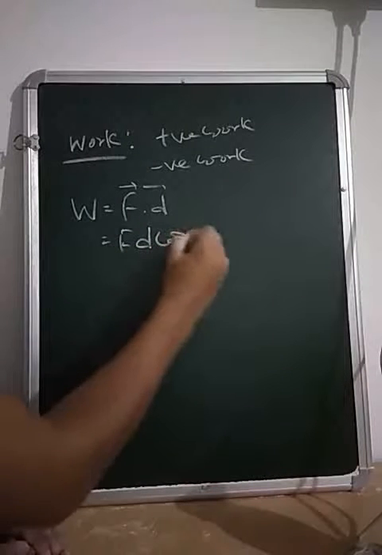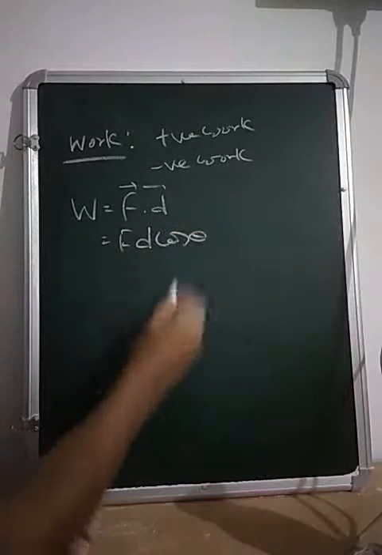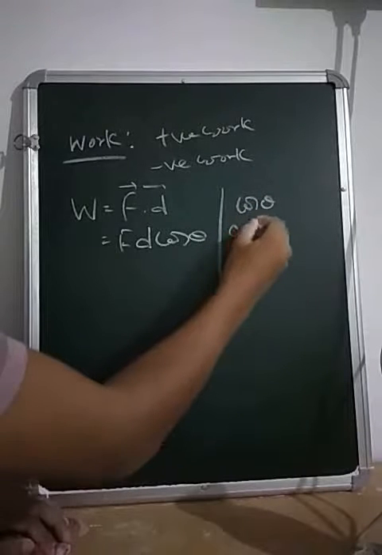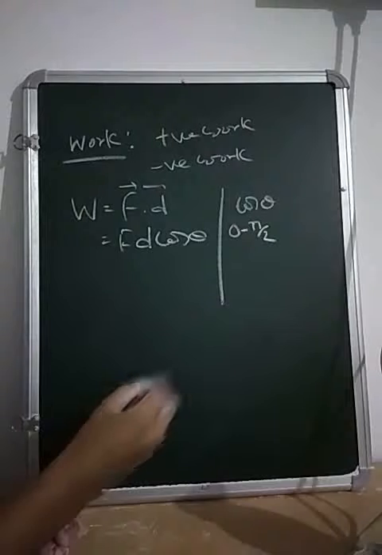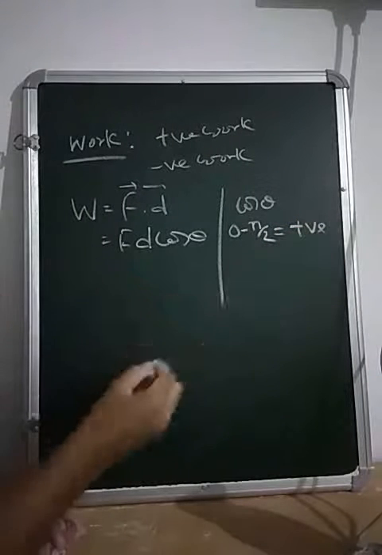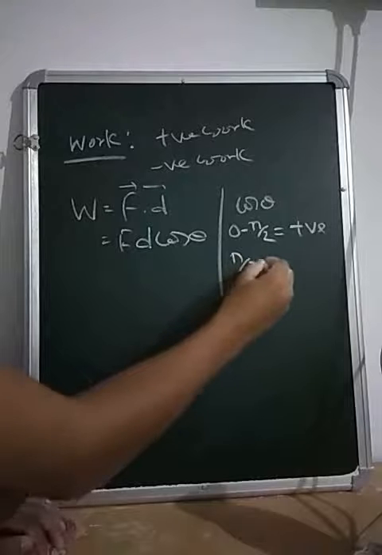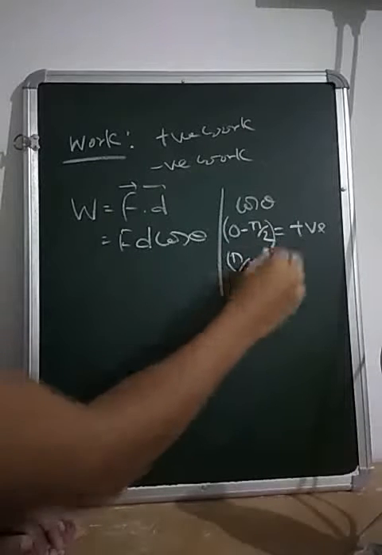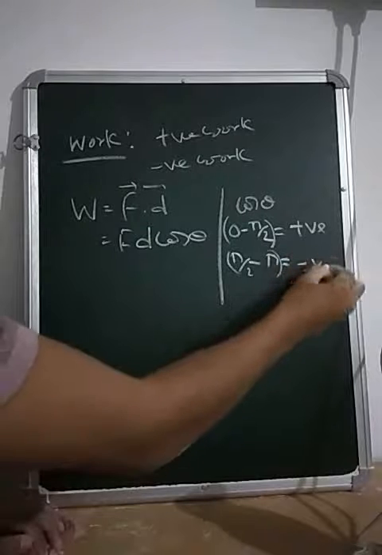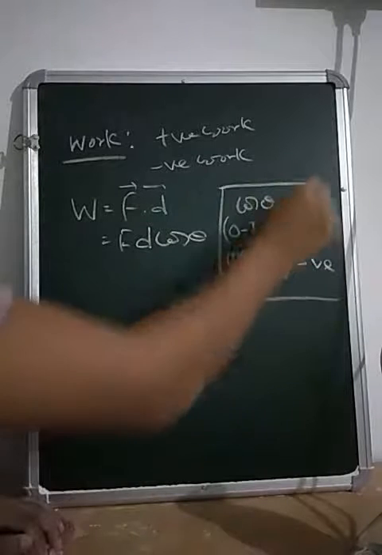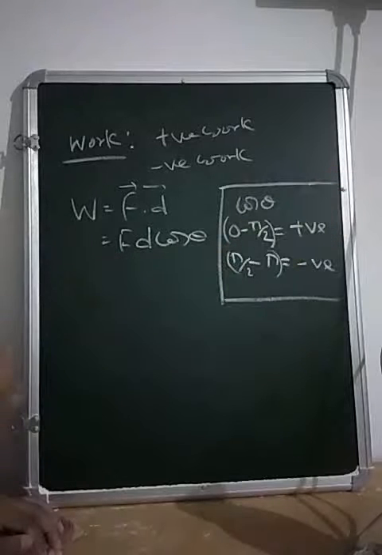is equal to F d cos theta. If we see the value of cos theta from 0 to pi by 2, or 90 degrees, cos theta is positive. From pi by 2 to pi, between this range, cos theta is negative. In the second quadrant, the value of cos theta is always negative.